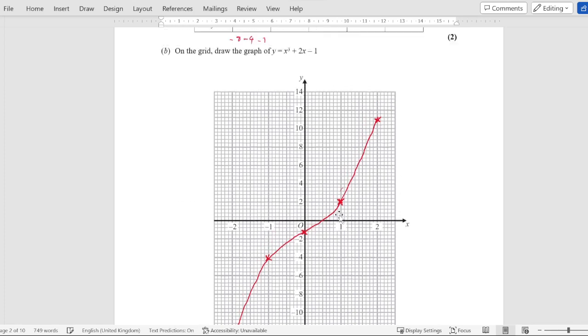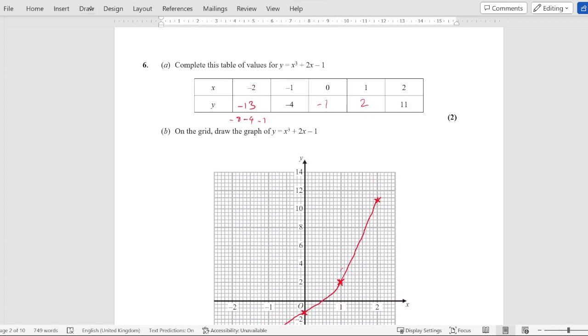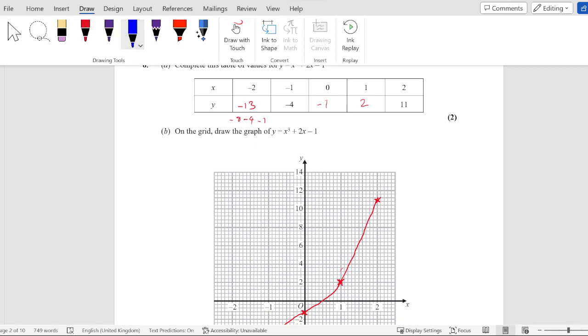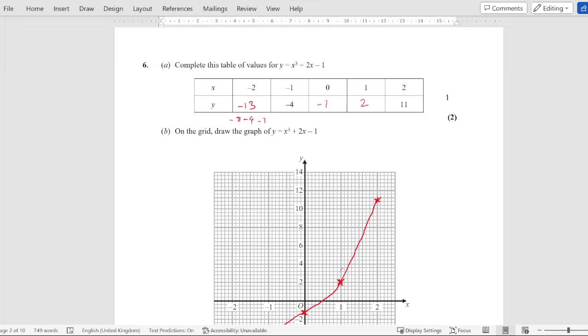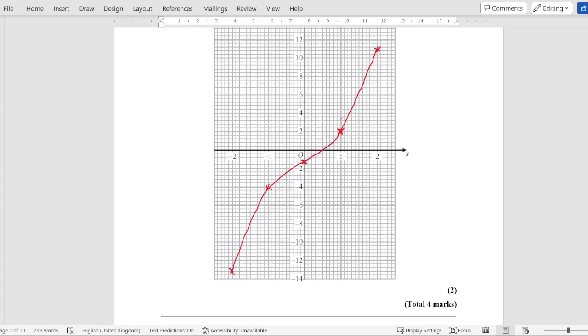And it was, if you got the table correct, a B2 awarded for the correct table. If you got 2 of the 3 values correct, you could have got 1 of the 2 marks. So B2 for my table, because I got all 3 right. If you got 2 out of the 3, you could get 1 mark.